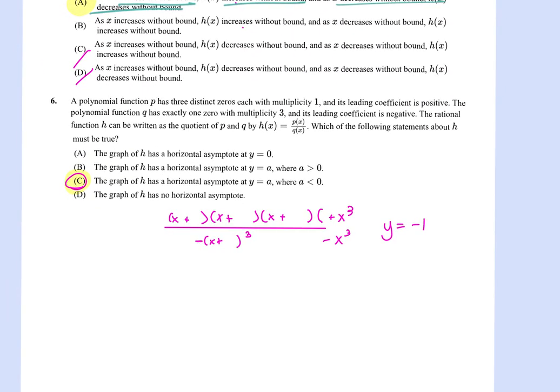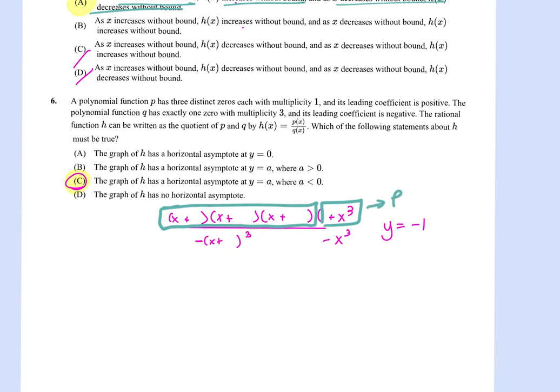And then 6, the polynomial function p has 3 distinct zeros with a multiplicity of 1. So if I wrote it out, that would look something like this. I don't know if it's x plus or minus, but I know that there's 3 of them, and I know they're all different. Its leading coefficient is positive, so when I multiply that all the way out, I know it's an x to the third, and I know it's positive. It has exactly 1 zero with a multiplicity of 3, so that's my numerator.